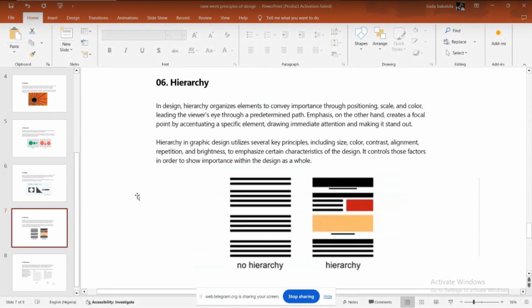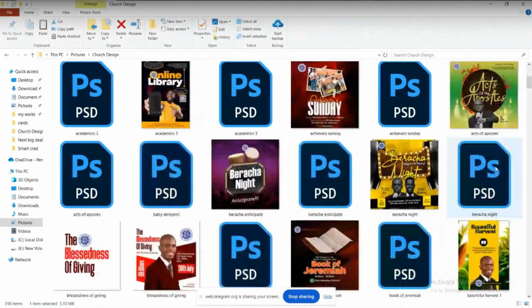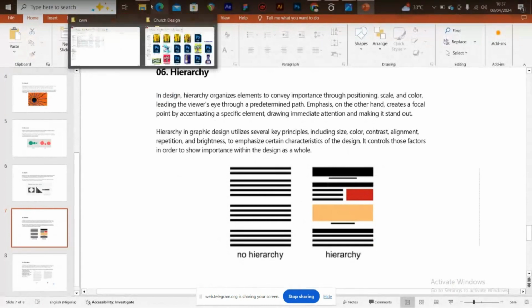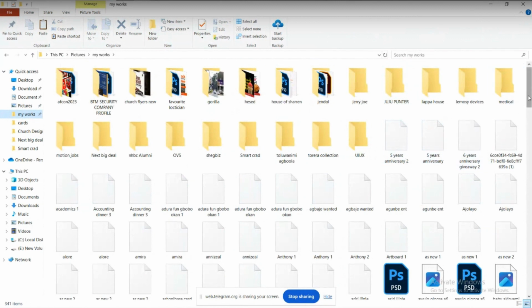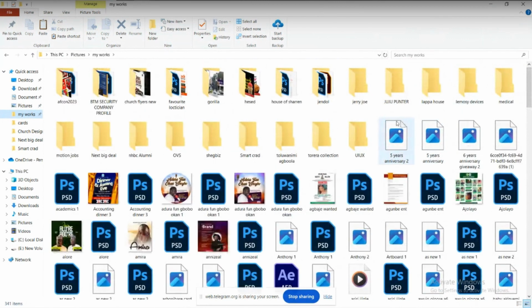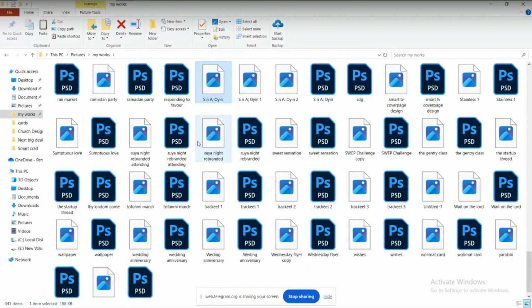Now, this is very important. Hierarchy. In design, hierarchy organizes elements to confer importance. So it is different from emphasis. It is different from emphasis. So when we're talking about hierarchy, I'm trying to find the Suya Night flyer. It should really help me to explain the other ones with this little time I have. Suya Night, where are you? Is Suya Night rebranded now?